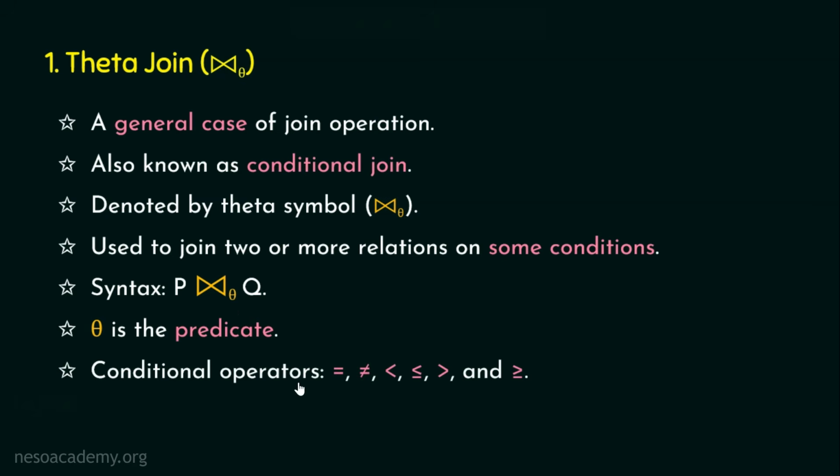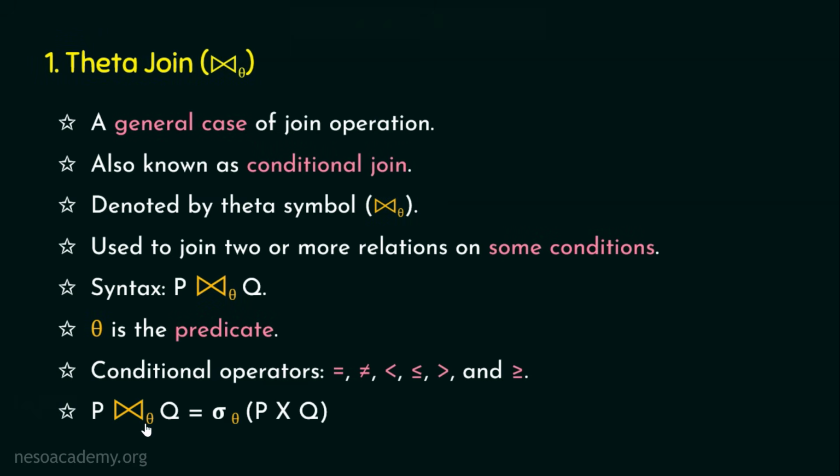The conditional operators theta takes are equal to, not equal to, lesser than or equal to, greater than, and greater than or equal to. If these operators are used as the conditional operator in the theta, then it is basically a theta join. In case we use equal to only in the theta, then it is actually the second type of join we are going to address, which is the Equi join. However, as I told you, this theta join is a general case of the join operation where we can use all these operators. If we use equal to, then it can be specifically referred as Equi join. We are going to see that elaborately in the coming slides.